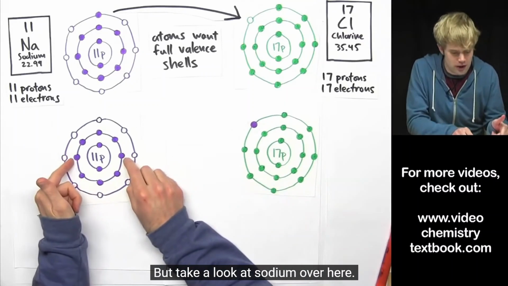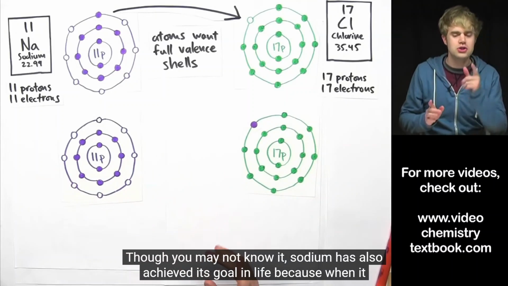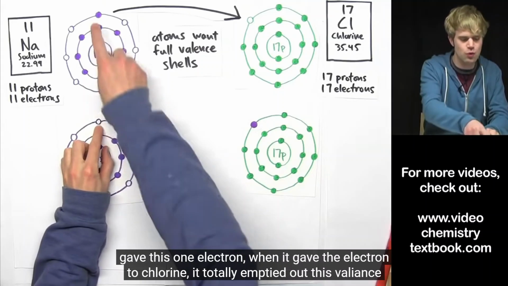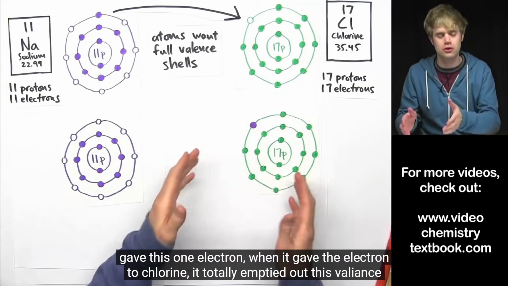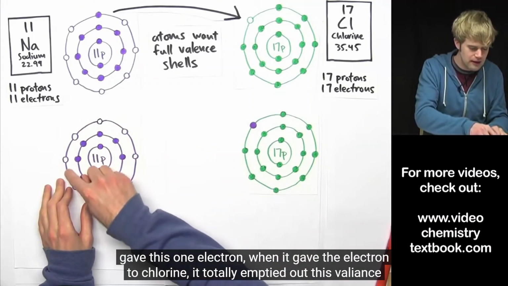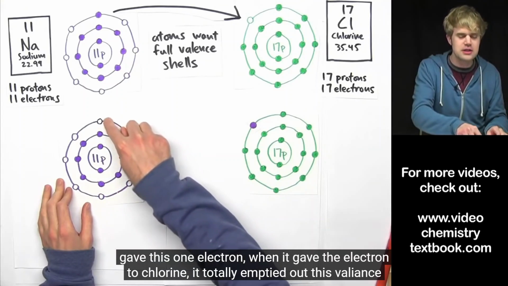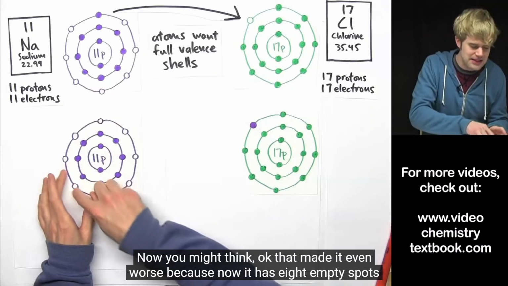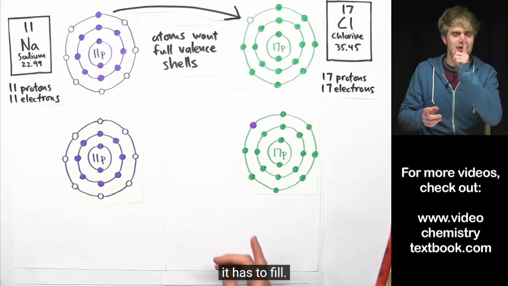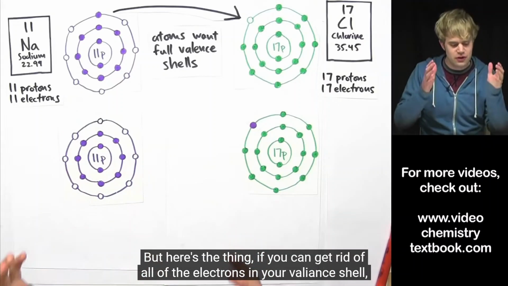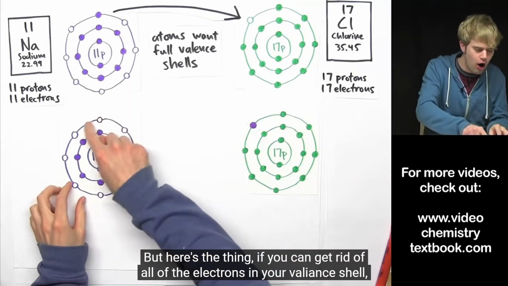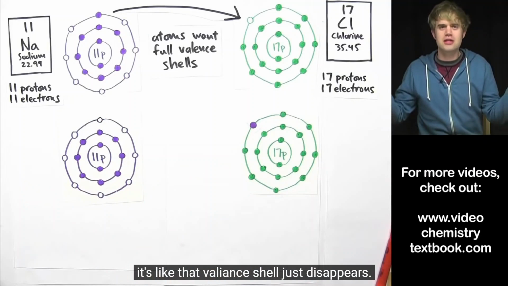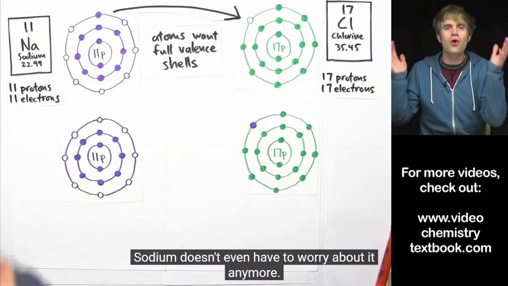But take a look at sodium over here. Though you may not know it, sodium has also achieved its goal in life. Because when it gave the electron to chlorine, it totally emptied out this valence shell. Now you might think, okay, that made it even worse because now it has 8 empty spots it has to fill. But here's the thing. If you can get rid of all of the electrons in your valence shell, it's like that valence shell just disappears. Sodium doesn't even have to worry about it anymore.